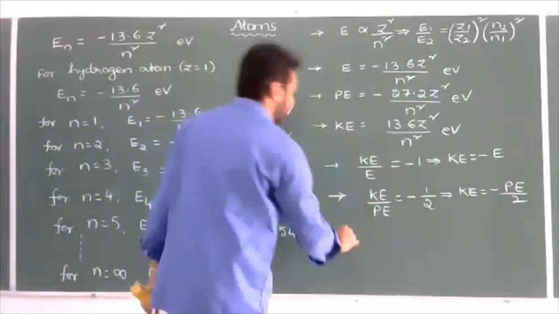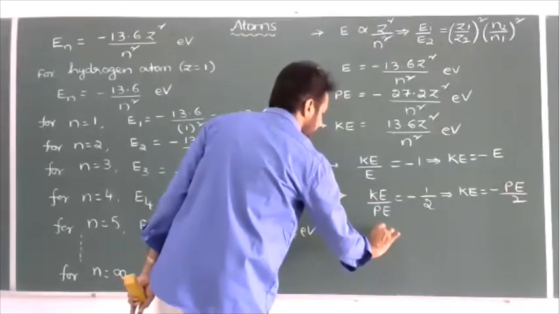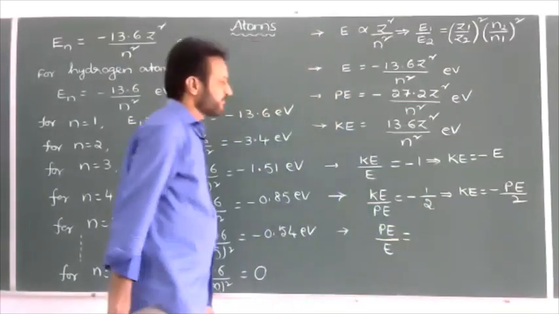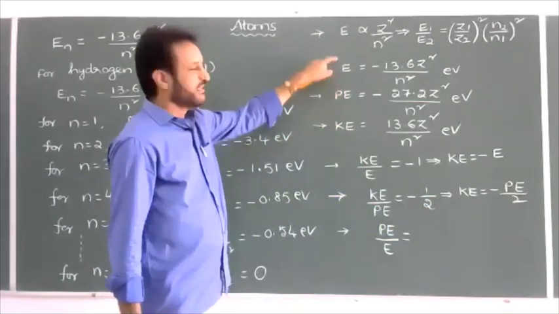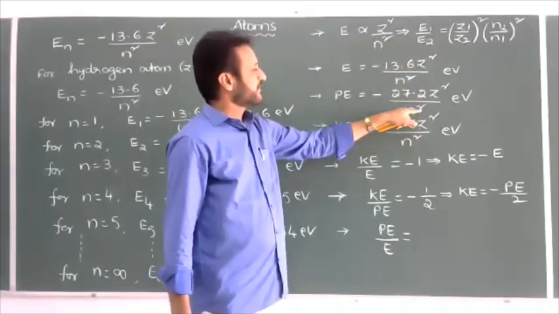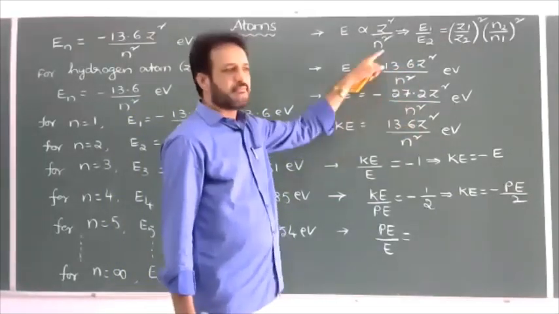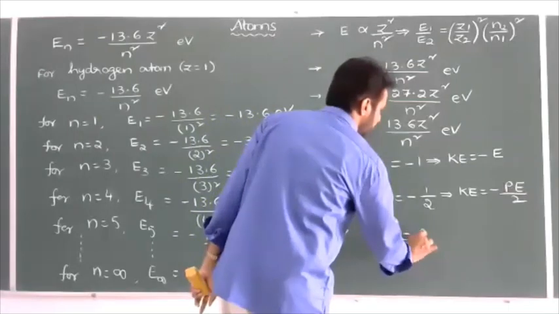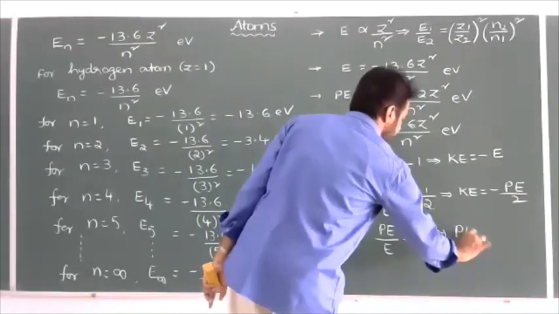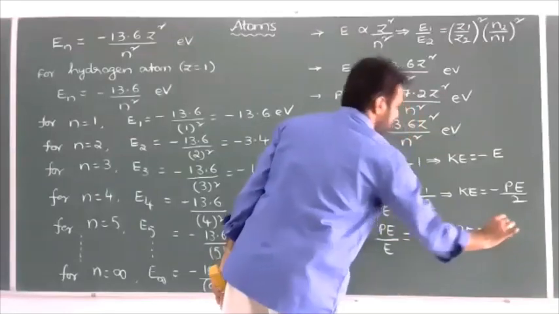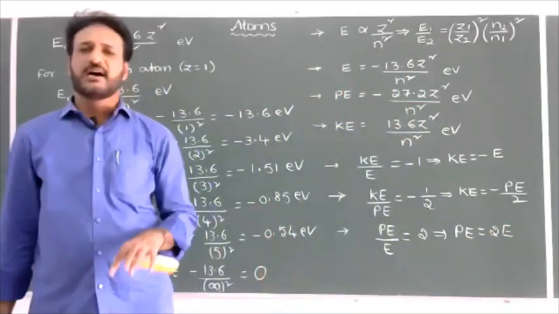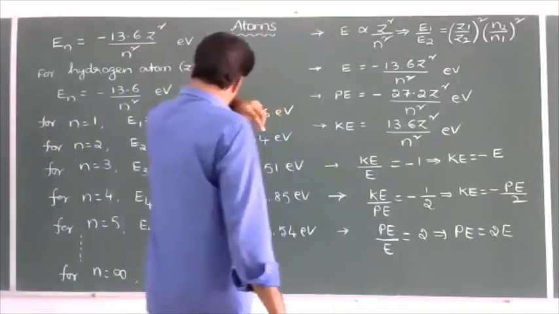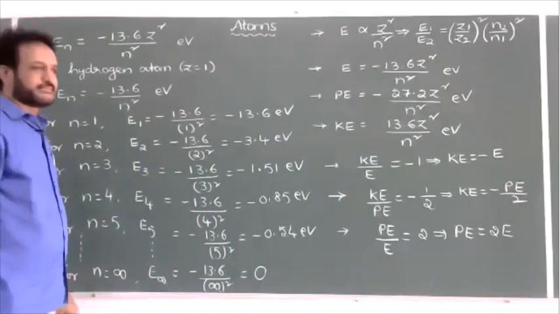If we divide PE and total energy, that equals potential energy by total energy of electron. If you divide, check what you will get. So PE and total, these two how to divide. Here Z square cancelled, and also N square both are cancelled. Minus also cancelled. 27.2 by 13.6 is equal to 2. That implies PE is equal to 2 times of the total energy, or total energy is equal to half of the PE. So all these are general points.